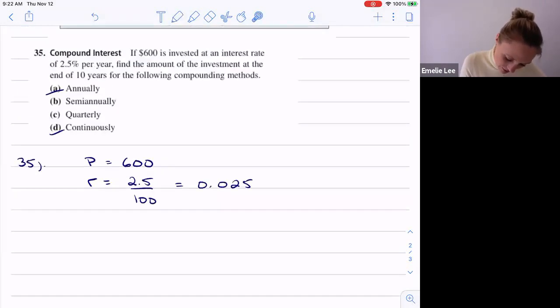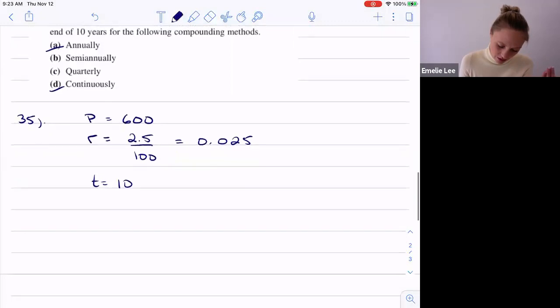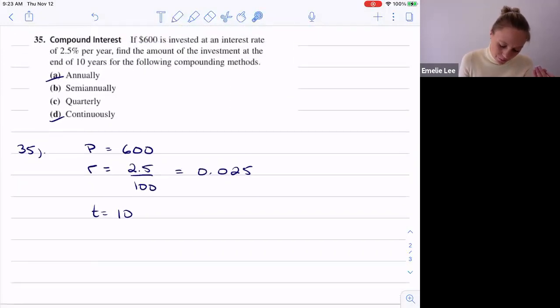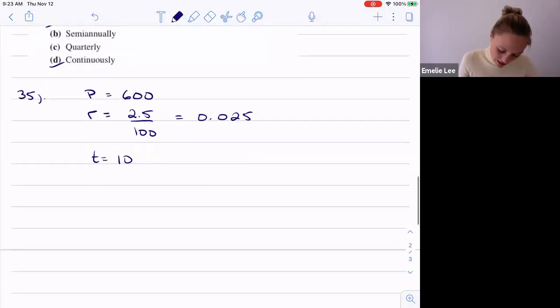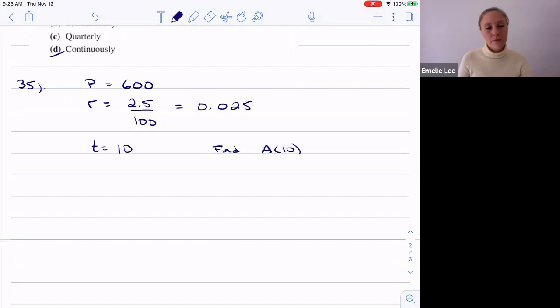So what else are we given here? So find the amount of the investment at the end of 10 years. So T is going to be 10 years. T, remember, has to be in years, but because it's in years, we're good. And we want to find A of 10.